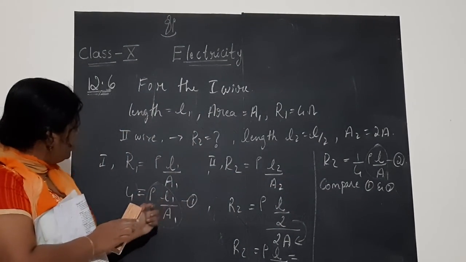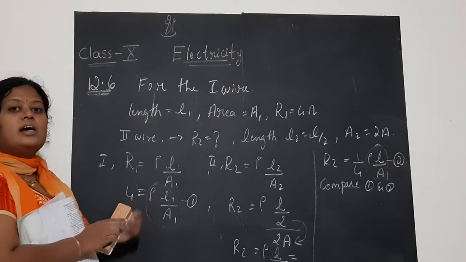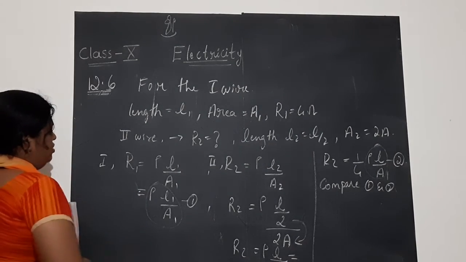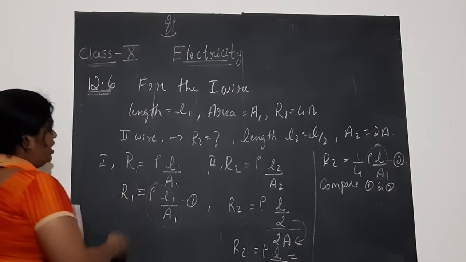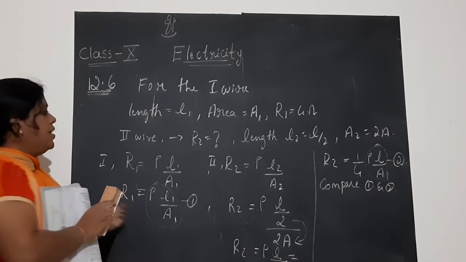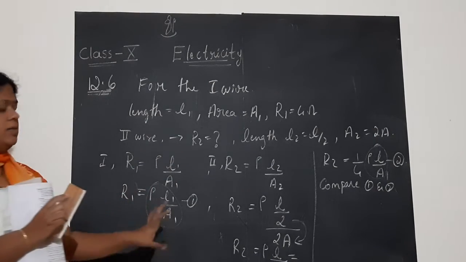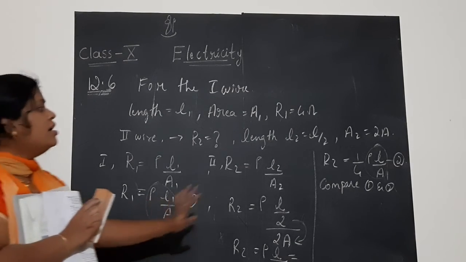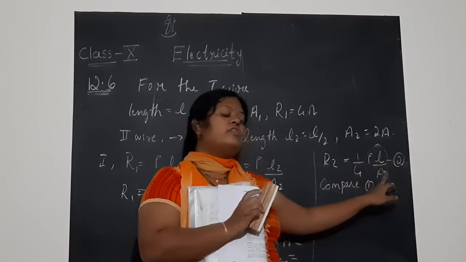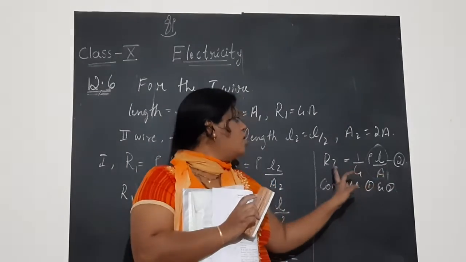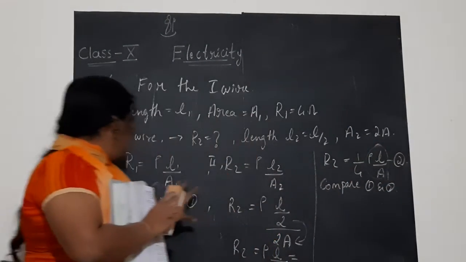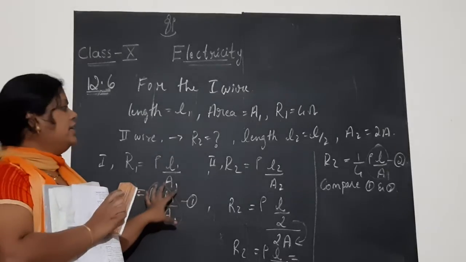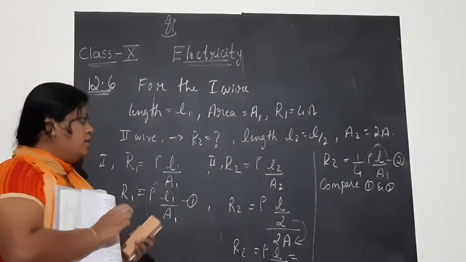Here, in equation 1, we have resistance R1. For now, don't substitute, it will confuse you, okay? R only you keep, R1, R2 or just R also you can keep, no problem. R is rho into L1 by A, this is equation 1. R2 is 1 by 4 times rho into L by A, that is equation 2. On comparing, rho into L by A is the common factor in both the equations.